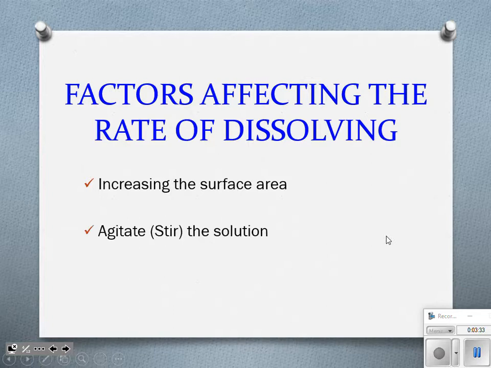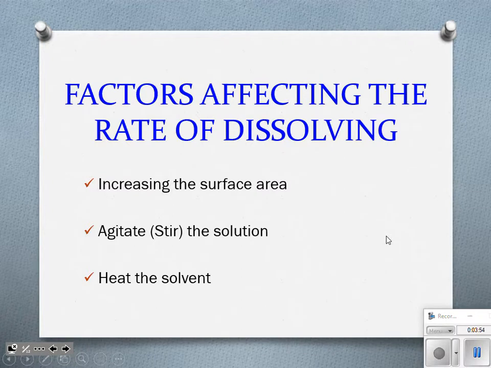If you agitate or stir a solution, okay? If I have coffee and I put one of those little pink packets in it in the morning, I stir that packet up. I stir that coffee to help dissolve that little pink packet into the coffee.